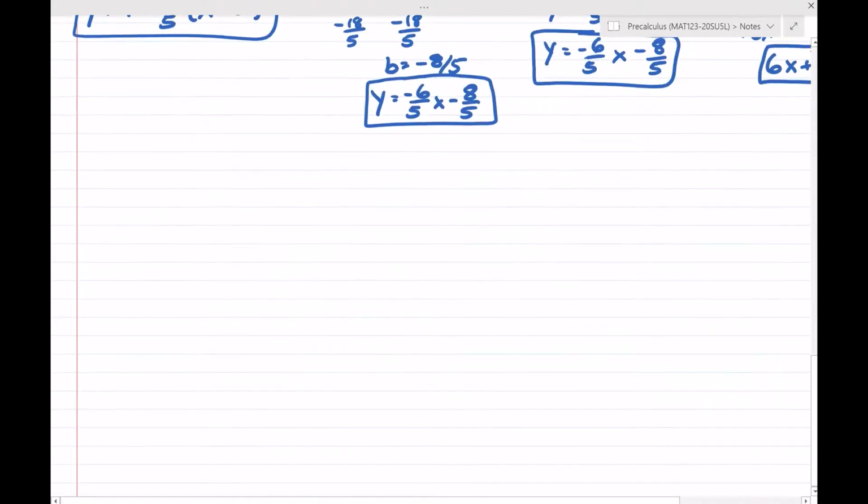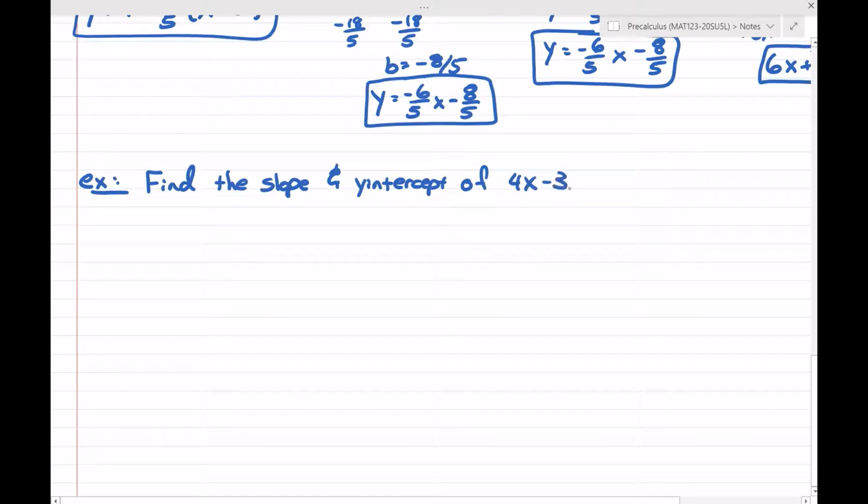Let's move on to the next type of example. What if I asked you to find the slope and y-intercept of 4x minus 3y is equal to negative 10? Now, if you remember, we did learn a shortcut on this. We said that in general, if we have an equation in standard form, which is what this is, we rearrange this so we get slope-intercept form.